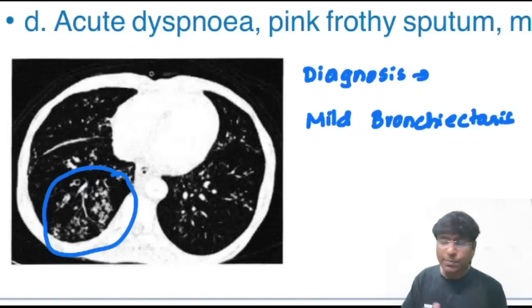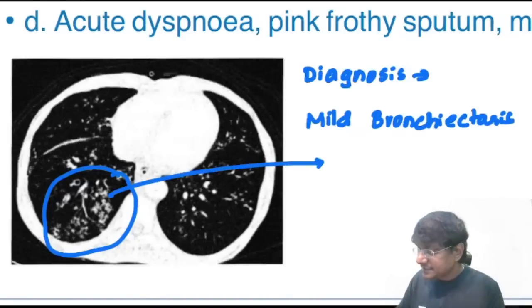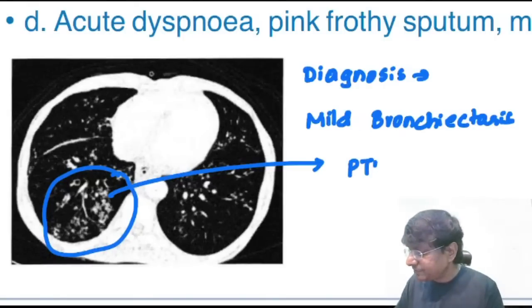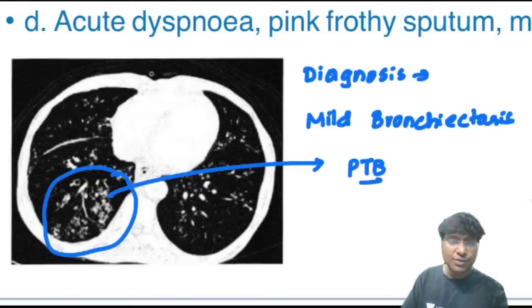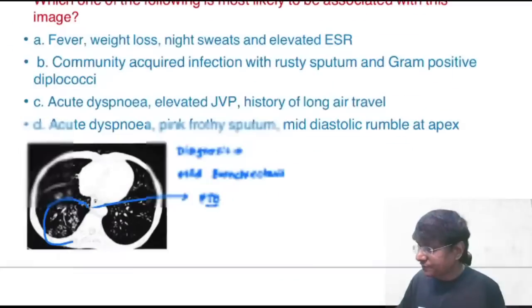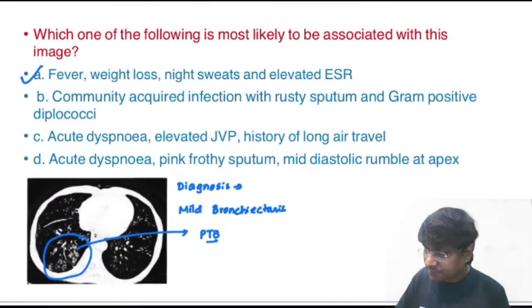So in which group of individuals do you have this bronchiectasis in the form of tree in bud appearance? You get this in case of pulmonary tuberculosis. So the answer to this question is pulmonary tuberculosis, because the picture is suggestive of bronchiectasis of tree in bud pattern, that is suggestive of pulmonary tuberculosis.